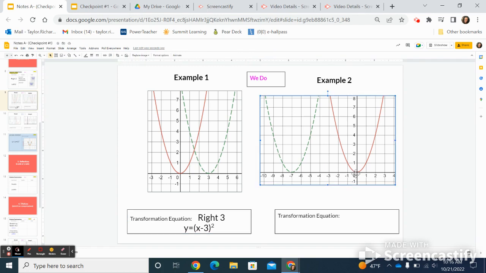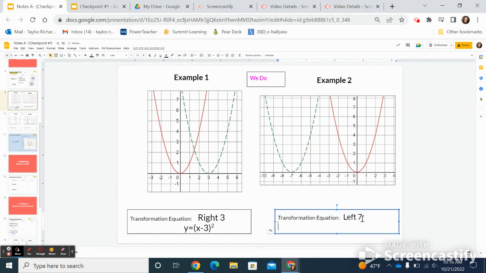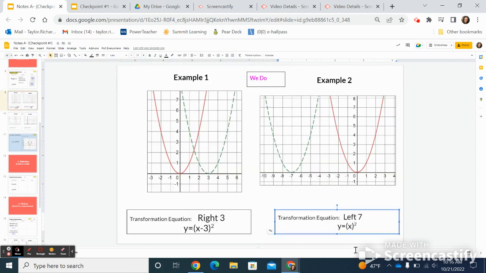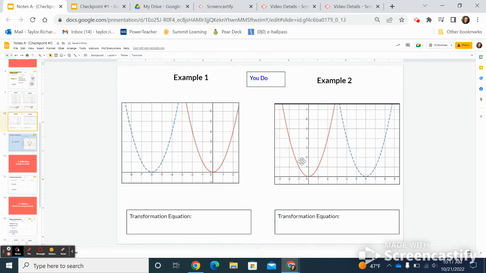Second example, I'm going to start at 0, and this time I'm going left and it's 7. Left 7. Let's put that in words first, and then make my equation. I'm going to do my parent function first, y equals x squared. I'm going to put parentheses around x. Let's look back: how do I write left, or any number that's going left? It's going to be x plus in the parentheses. So I'm going to do x plus 7. That's how you write an equation based off a graph. Try the next two on your own.